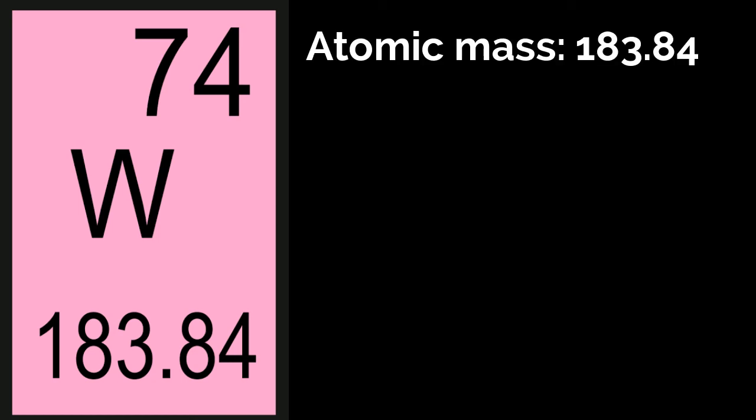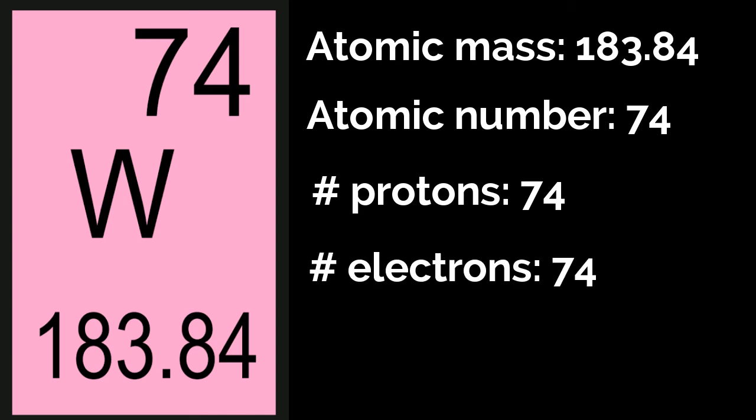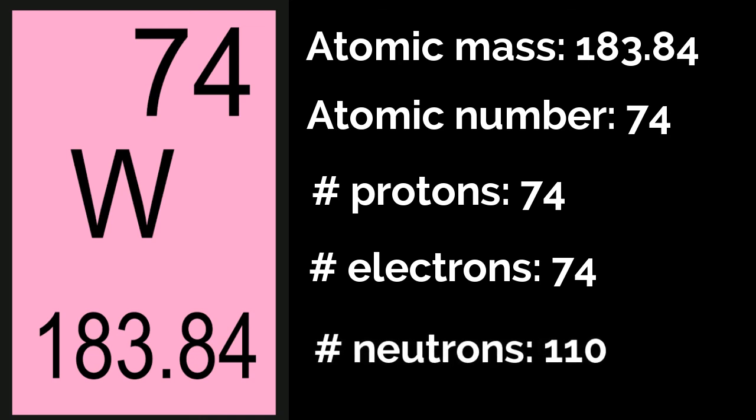Tungsten. Atomic mass is 183.84. Atomic number is 74. Number of protons is 74. Number of electrons is 74, since in a neutral atom, number of protons is equal to the number of electrons. To get the number of neutrons, subtract atomic number 74 from the mass number 183.84. The number of neutrons is equal to 109.84, rounding off to 110. Therefore, the number of neutrons is 110.